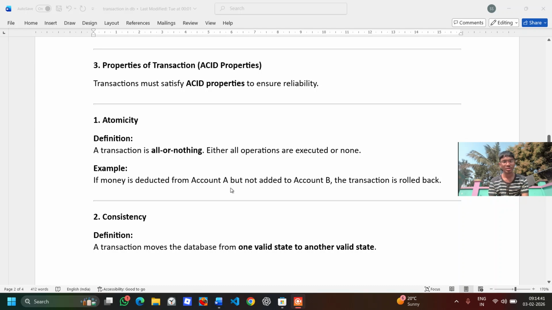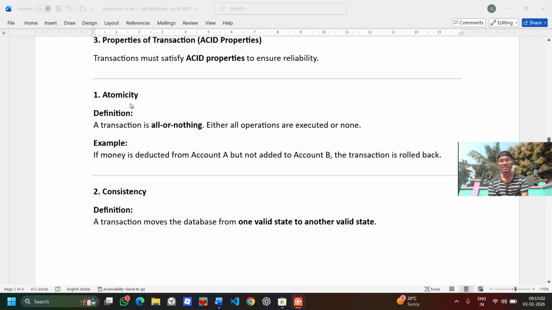Next, we are going to talk about the properties of transaction. There are the ACID properties, the basic properties of a transaction: A for atomicity, C for consistency, I for isolation, and D for durability. Atomicity means a transaction must be completed fully or not executed at all. A transaction is all or nothing. Either all operations are executed or none.